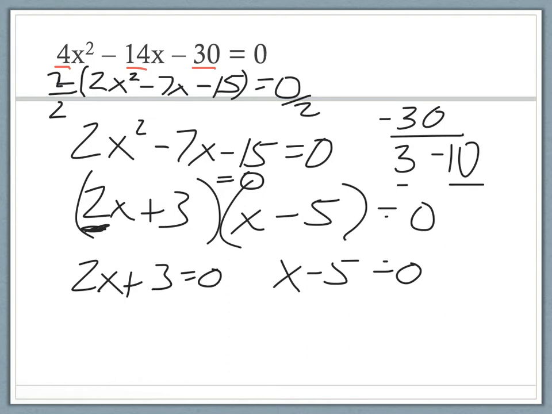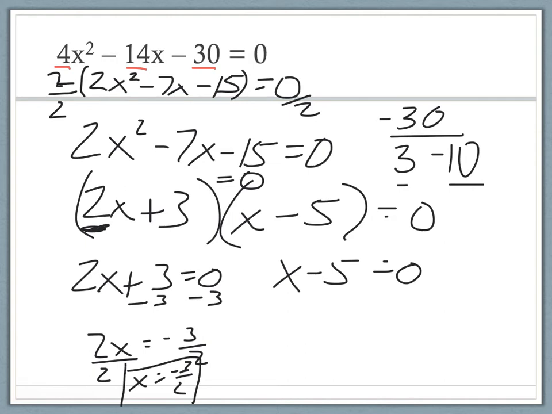Now, I'm going to go ahead and do this one. I'm going to subtract 3. So 2x equals negative 3. Divide both sides by 2. So x equals negative 3 over 2, which is perfectly fine that we have that as a fraction. Don't be alarmed because it's a fraction. Sometimes they will be fractions. But just keep it like that.